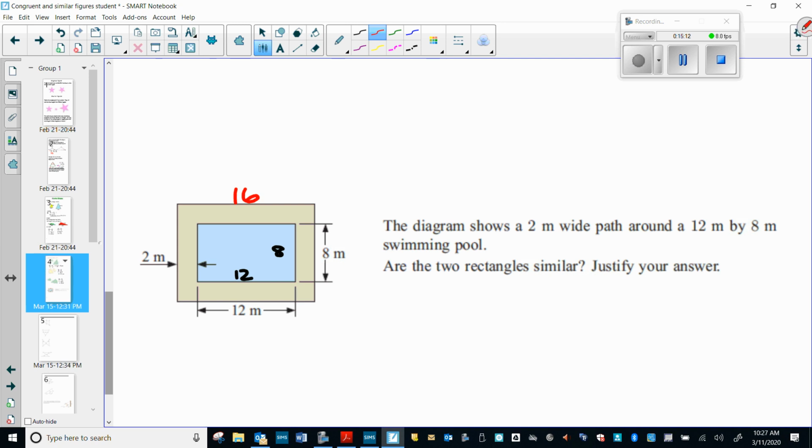So what is this measurement here? Same principle. This is still 2 metres, and this is 8. If this is 8 and this is 2 on each side, that makes 8 plus 4, which is 12. Are you sure?